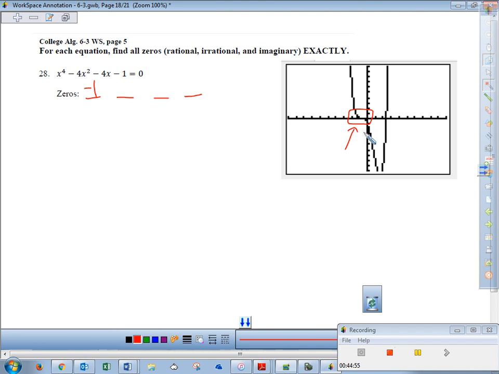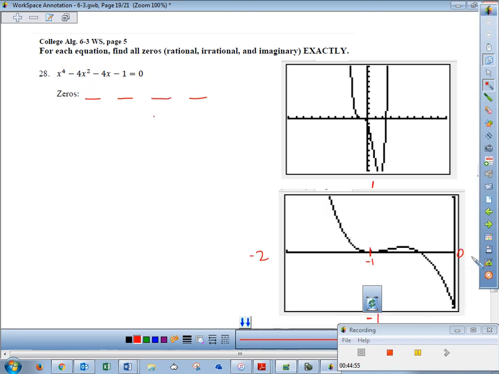Zoom in to that. Go from -2 to 0 on your window and 1 to -1 on your window. Zoom in and see if there actually are any places of multiplicity. If you zoom in and change your x-min to -2 and your x-max to 0, y-min to -1 and y-max to +1, your graph will look like that at that same place right there.